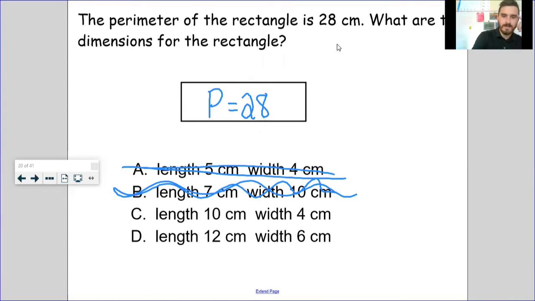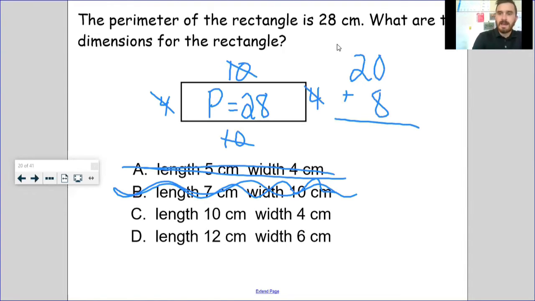Let's look at C. C says a length of 10 and a width of 4. Picture would look like that. List my opposite sides, add them up. 10 plus 10 gives me 20. 4 plus 4 gives me 8. Add those together, that matches the perimeter that I'm looking for.